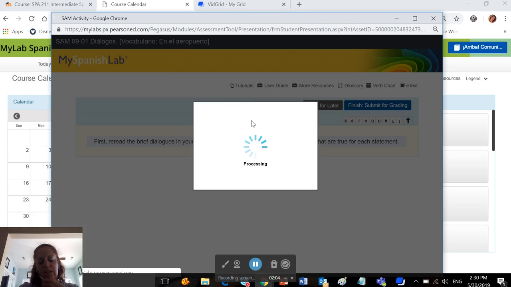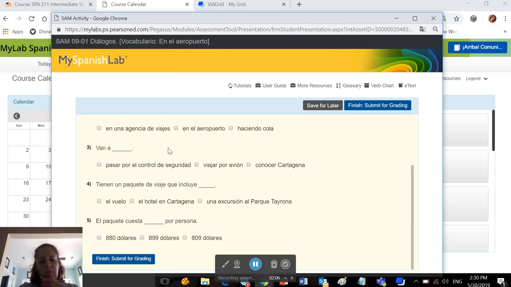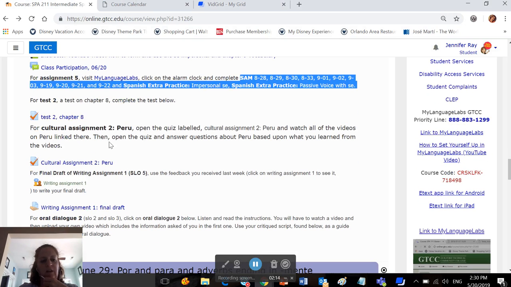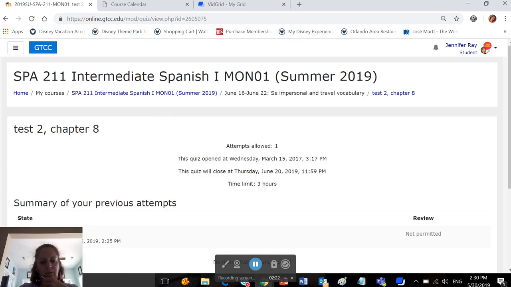Remember, you can do each of these assignments as many times as you would like before the assignment's due date, but if you're doing it more than 3 times, I suggest reaching out to me. Okay. We also are having a test on test 2, which is on chapter 8 this week. So when you're ready, open up test 2.